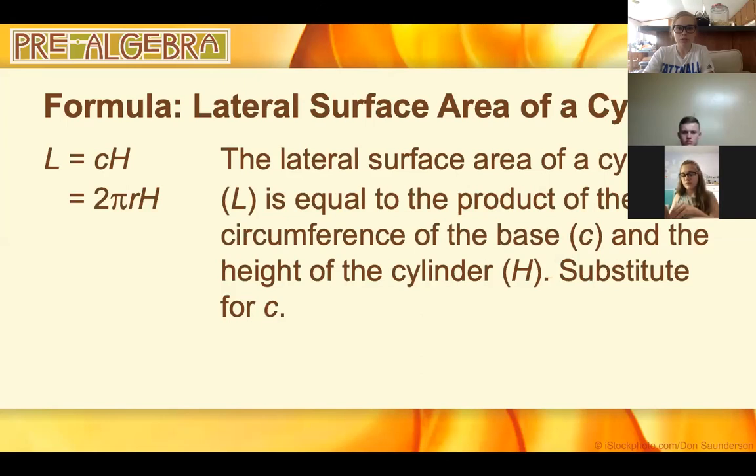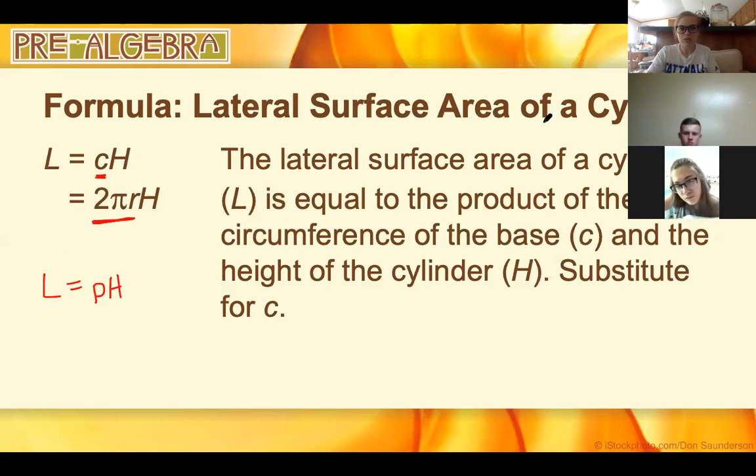The lateral surface area for a cylinder is going to be very similar to that of a prism, but remember, the lateral surface area of a prism was the perimeter of the base times the height. Now we're going to find the circumference. Remember, when we're dealing with circles, we're not finding the perimeter of a circle, we find the circumference of a circle, in which, what is circumference? 2 pi r. So this is my formula here.